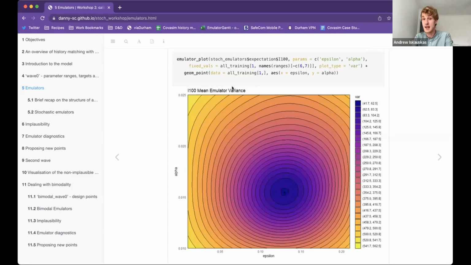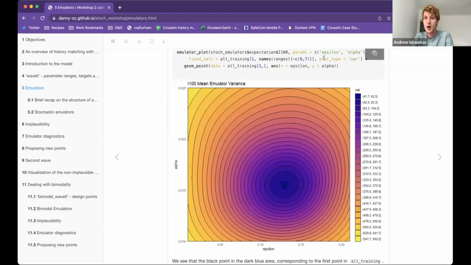And the reason we're doing this here is just to highlight something quite important. What we're plotting here is not the expectation, we're plotting the variance. So again, as yesterday, there are a few different things we can plot using emulator_plot. One of them is the variance of the emulator, this uncertainty. And because this is a ggplot object, we can always add more things to it. We're also going to plot a point at the very training point. And that's that little black dot there that we can see.